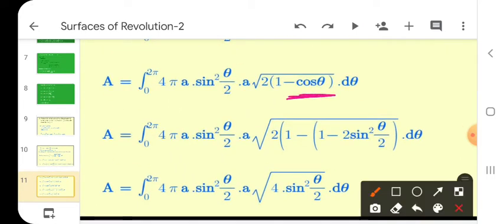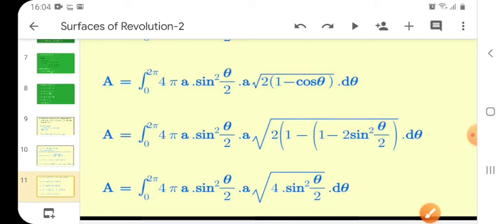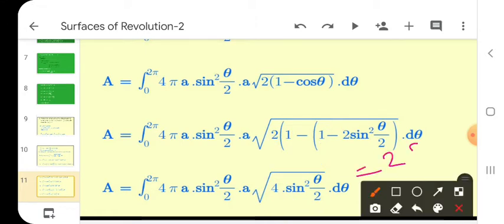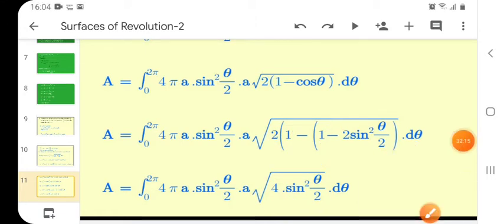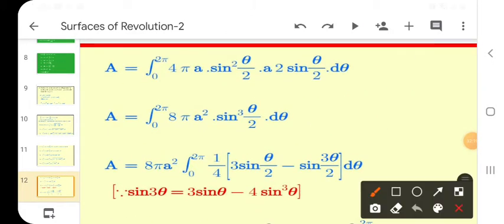Again I write the same formula: 1 minus cos theta is 1 minus 2 sin square theta by 2. The 1 cancels. What is the remaining? Minus into minus gives plus 2 into 2, 4 sin square theta by 2. What is the value of root of 4 sin square theta by 2? Root 4 means 2, and sin square gives sin theta by 2. See here, first we have 4 pi a sin square theta by 2. From the root we write 2 sin theta by 2.